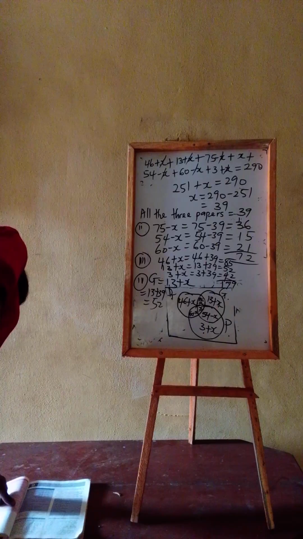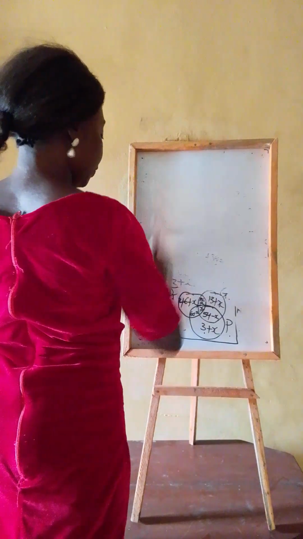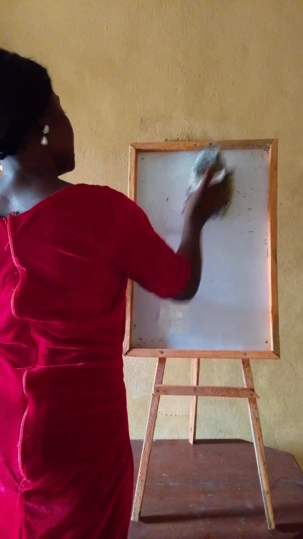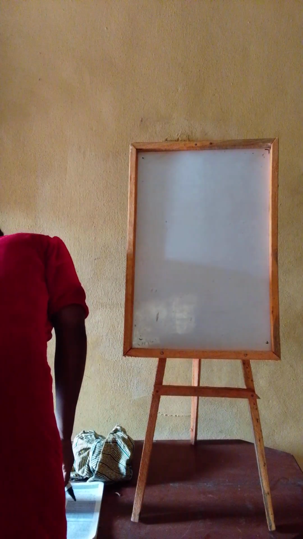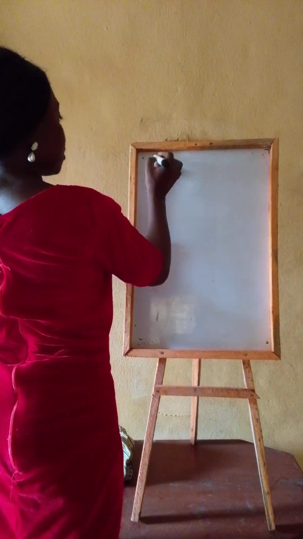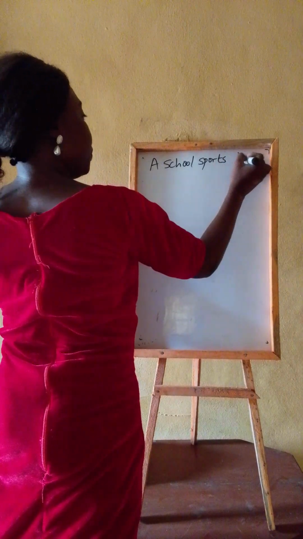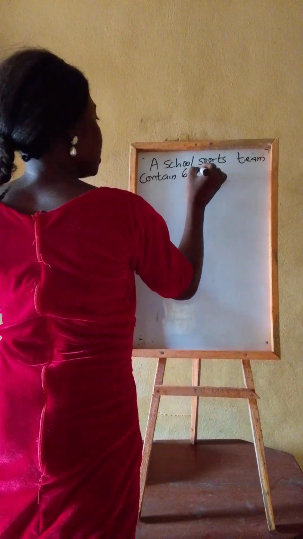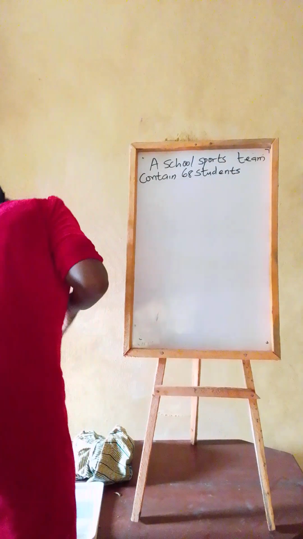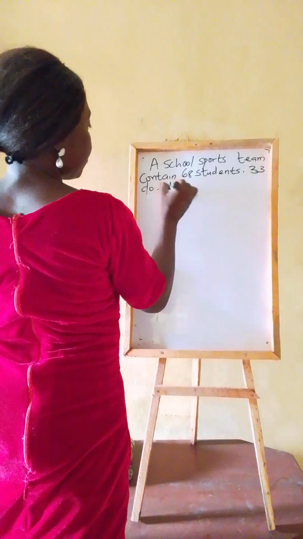Let's take another example. We're told that a school sports team contains 68 students. 33 do field events.